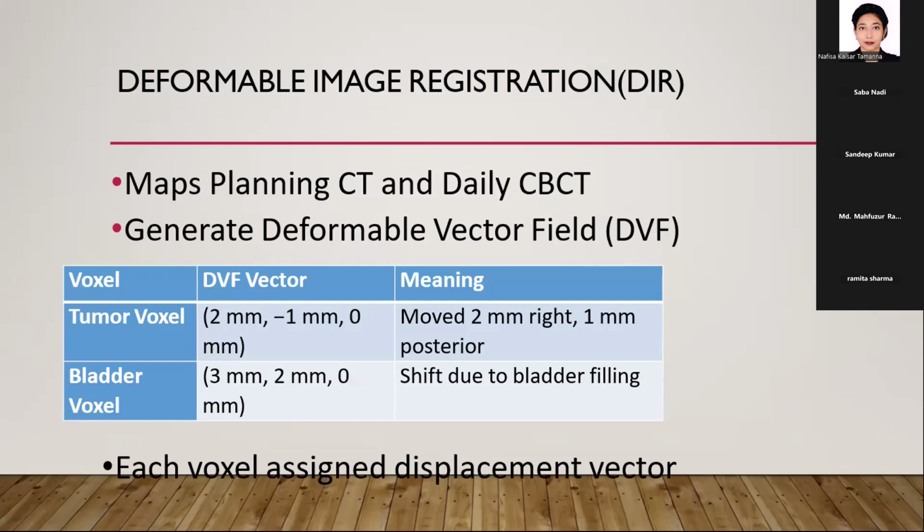These kinds of values we usually get if we are using deformable image registration. So it maps planning CT and daily CBCT. It generates a deformation vector field. The whole image is divided into a set of voxels, so there will be tumor voxels and bladder voxels. If the DVF vector gives a value of 2 mm, -1 mm and 0 mm, it is basically the direction in which you need to move to get the appropriate registration.